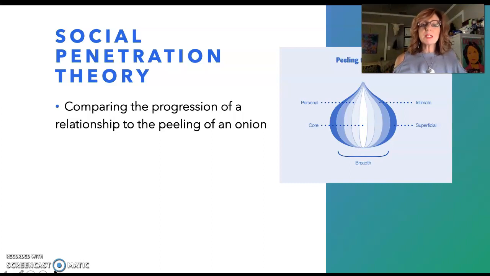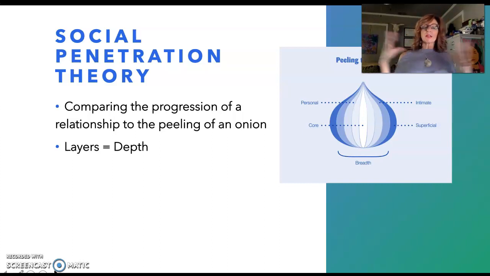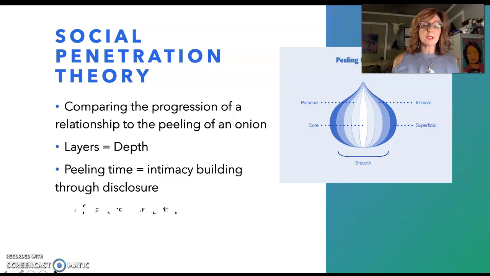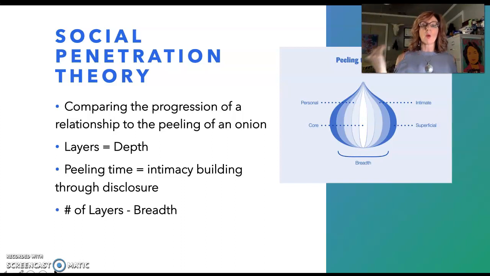So you have to peel the onion layer by layer. Each layer represents that depth, right? As you peel through the layers, you're getting deeper to the core of the person. The layers almost could be like your public self. So the time it takes to peel that is when you're building intimacy. And the number of layers represents that quantity, the breadth.